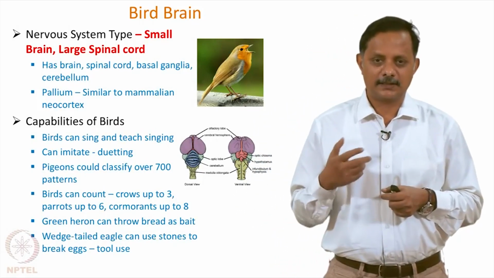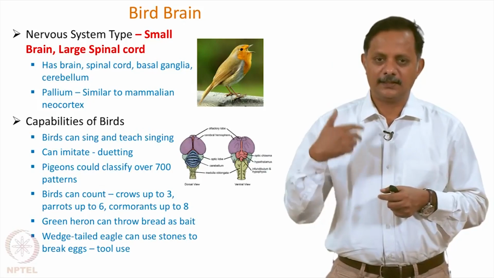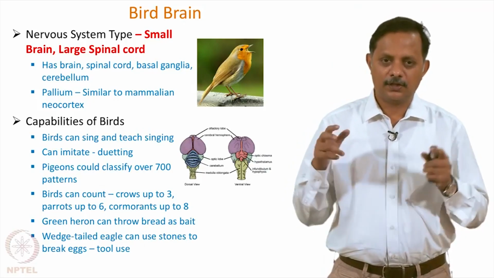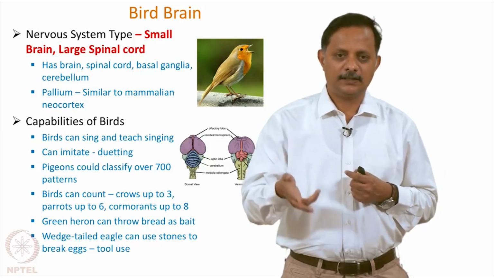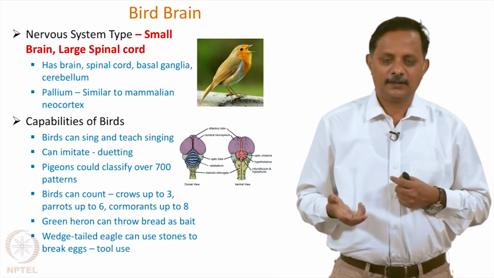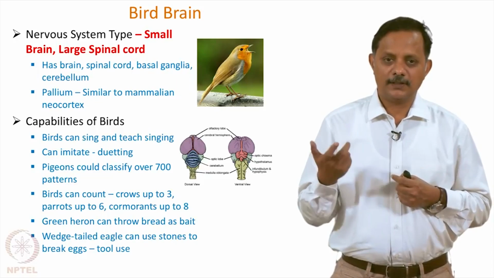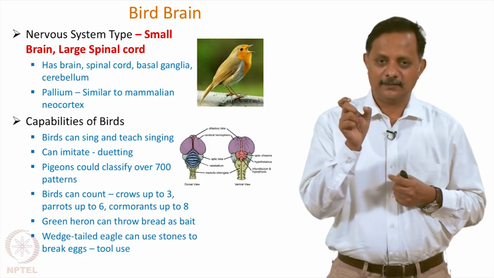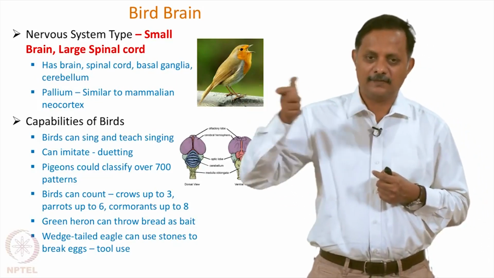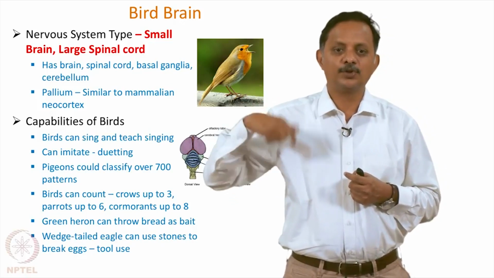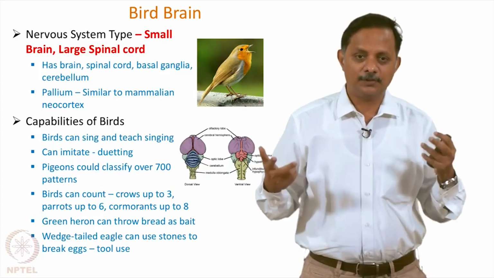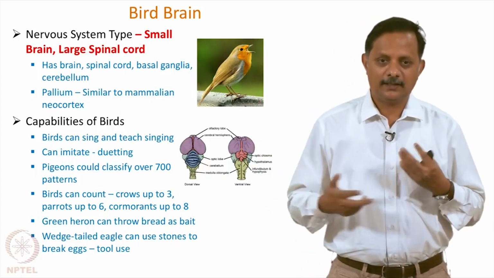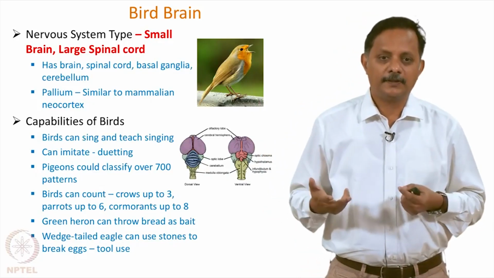For example, birds can sing and also they can teach singing to their young. So, there is what is called a tutor bird, which can be a parent bird or some other elder bird, which teaches a young bird how to sing. And the young birds also can improvise, so they learn a few syllables and then they can string the syllables together in various sequences and come up with new songs that were not taught by their elders. It is almost like a classical musician improvising and singing an alap.